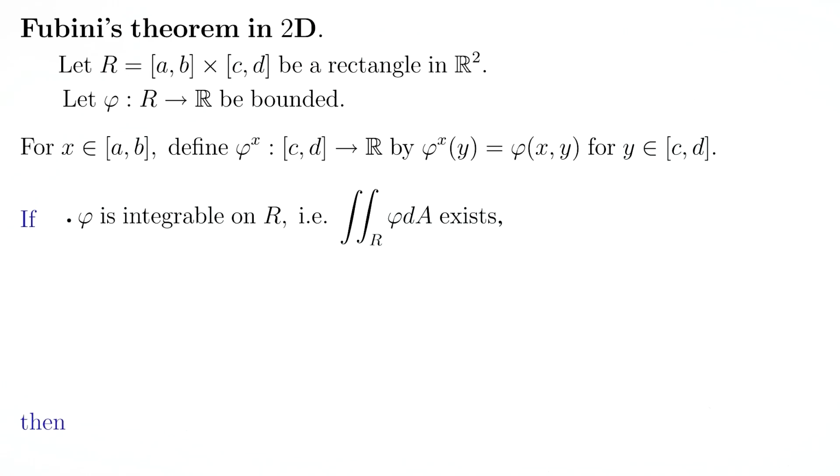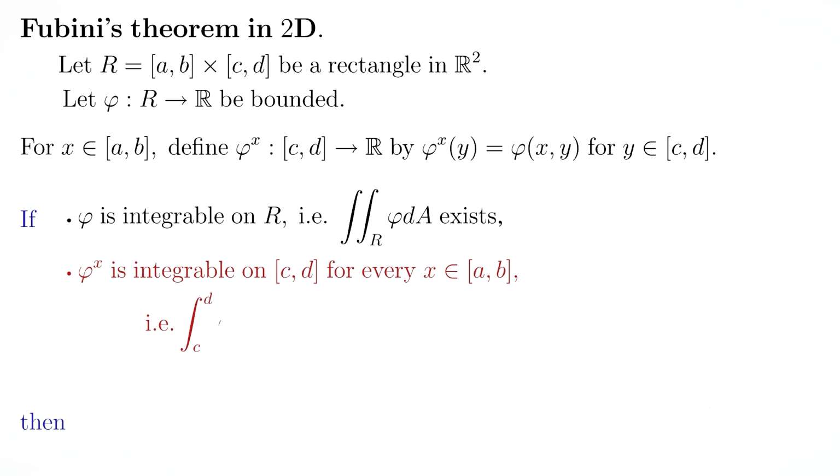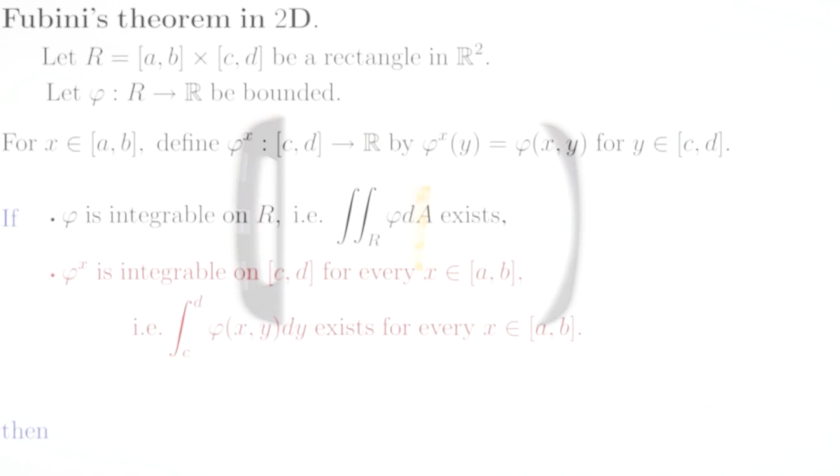Fubini's theorem also assumes that the x slice of phi is integrable on the interval from c to d for every fixed value of x in the interval from a to b. In other words, the one-dimensional integral of phi of xy from y equals c to y equals d exists for every fixed value of x in ab. What does this mean in terms of cheese?